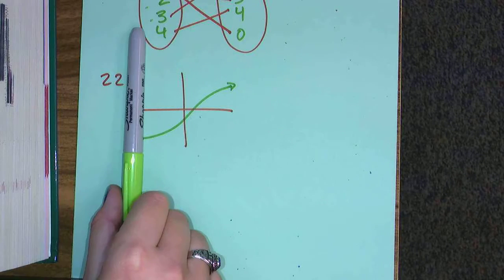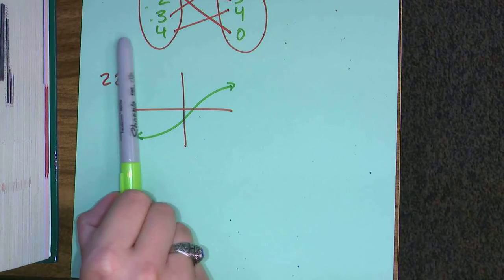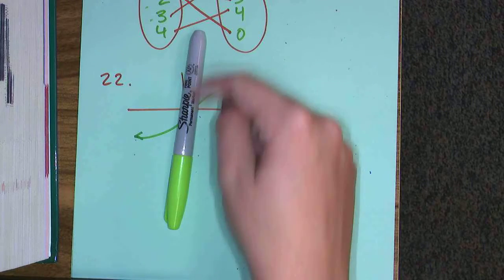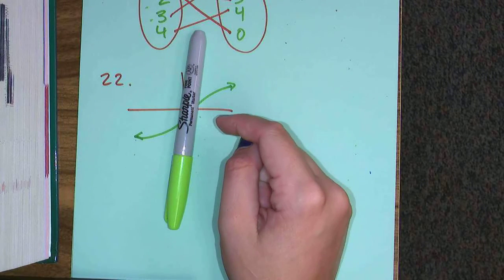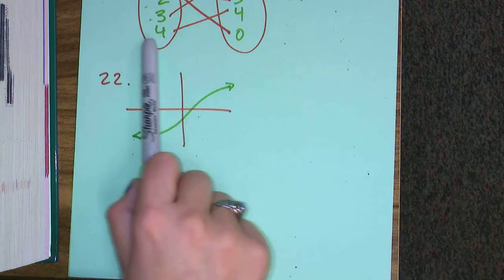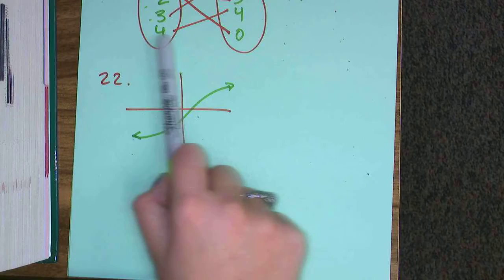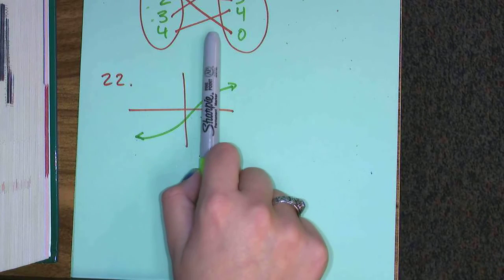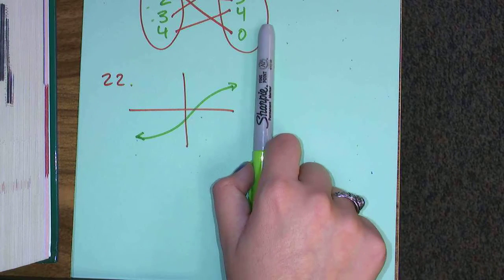This way? Okay, so I just swipe it across. If at any point I have two places where it intersects, it's not a function. The easiest way is to do it with your pen. You don't even have to draw the line. If it does not intersect anywhere with your pen more than one time, then it is a function.